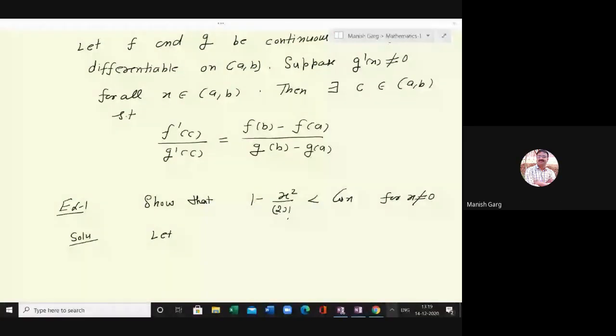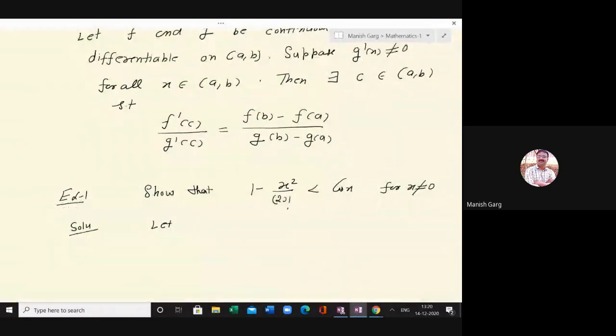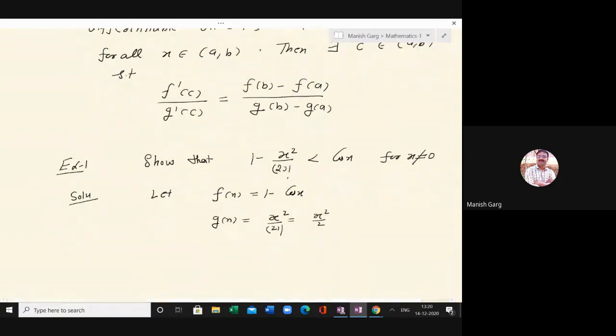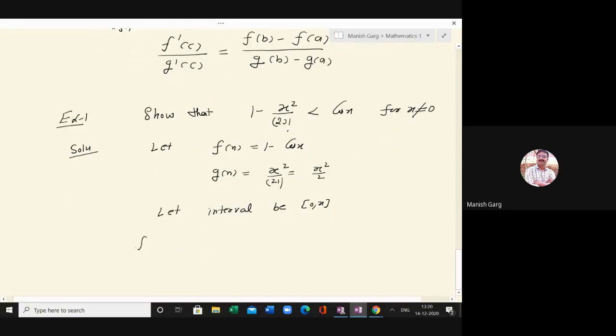So now the main problem in this is you need to find f and g. It comes from normal practice. f x you take 1 minus cos x and g x you take x square by factorial 2, that is x square by 2. If you take g dash x, it will not become 0. Let the interval be 0 to x. So now f and g are continuous.